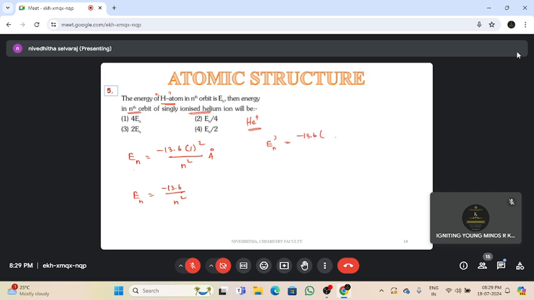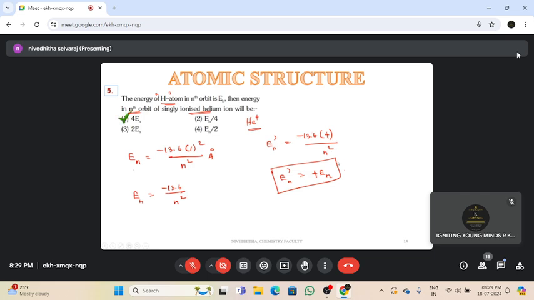En prime is equal to minus 13.6. What is the atomic number of helium? It is 2. So 2 square is basically 4, divided by n square, since the energy level they are talking about is again the nth shell. So minus 13.6 divided by n square is En. So En prime is nothing but 4 times En. So the answer is option 1.